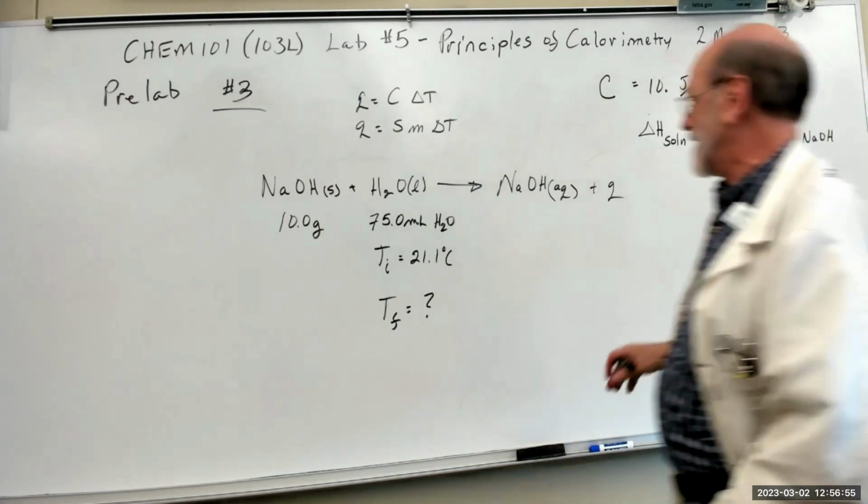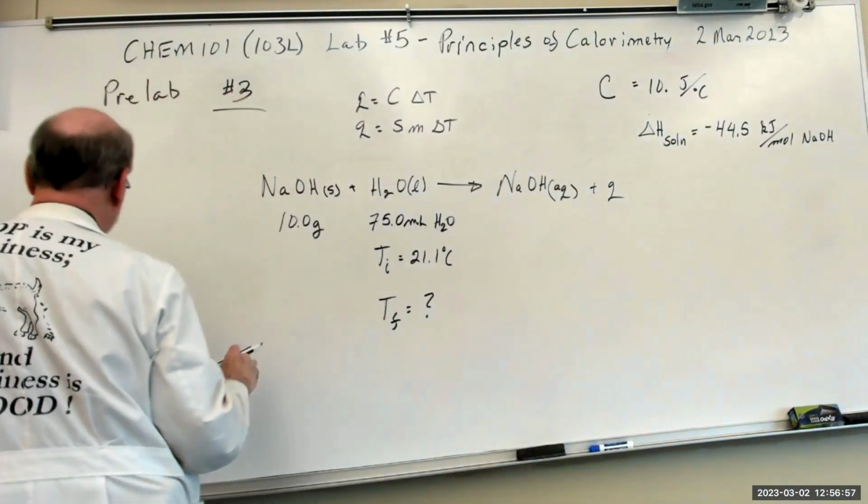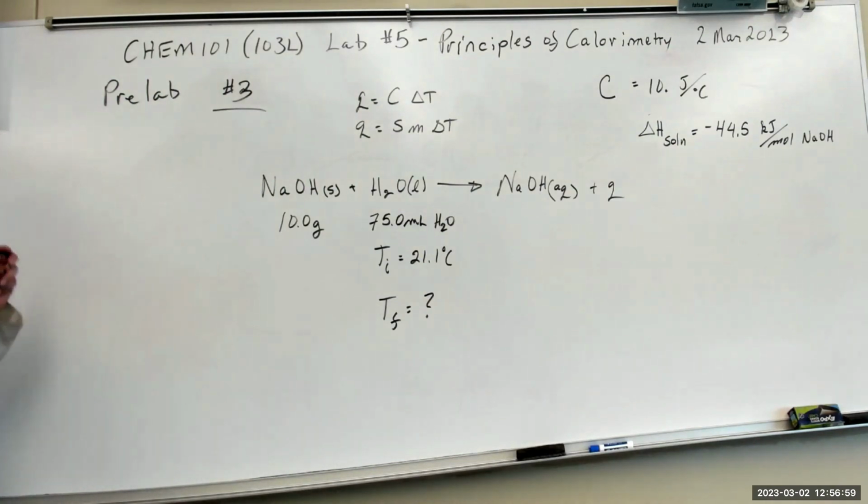So here's the way you set that up. Remember, your calorimeter is an isolated system. That means everything in Vegas stays in Vegas. Everything in that calorimeter stays the same. Anything that happens in there adds up to 0. All heat changes have to sum to 0 because it's isolated.